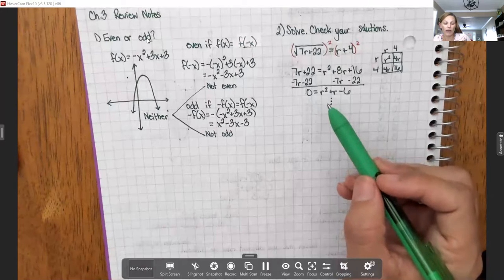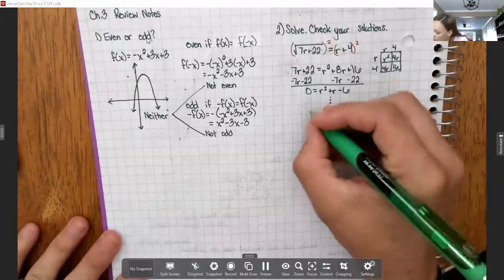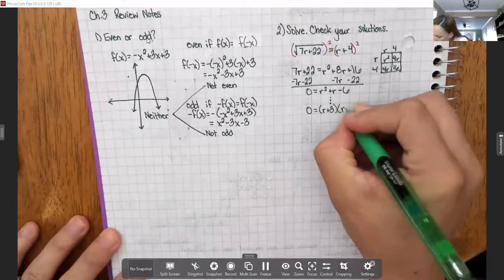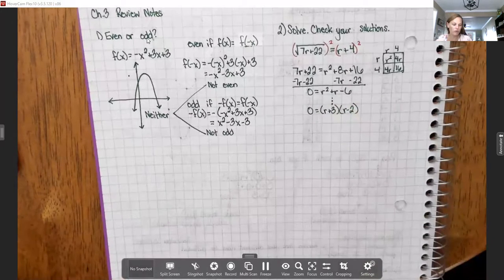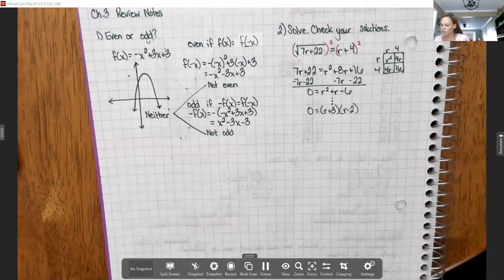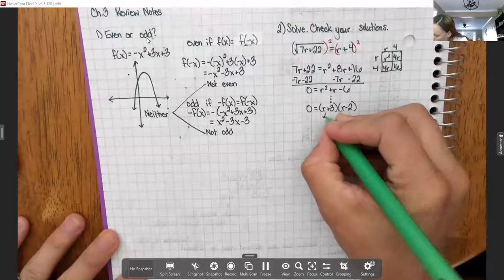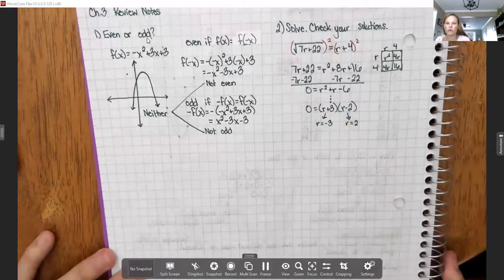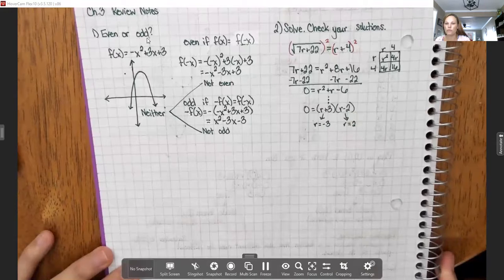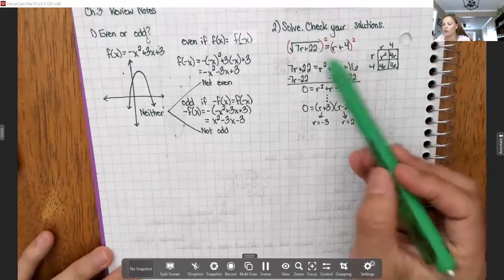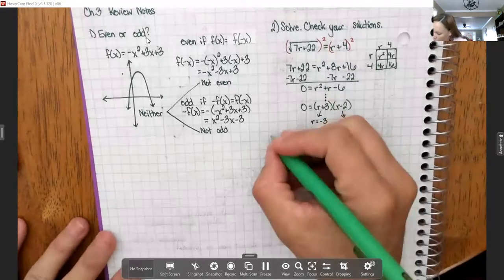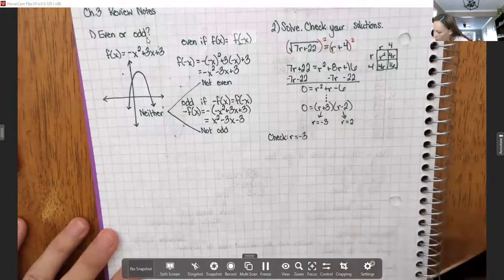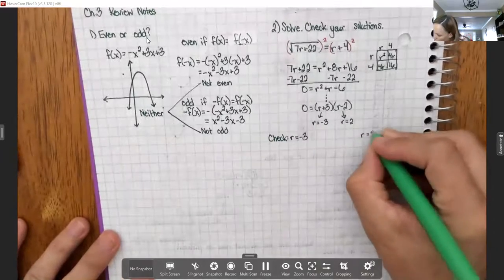If you need help reviewing that, feel free to stick around after this, and I can go over that with you. But if I factor this, this becomes r plus 3 times r minus 2. And so I'm going to get r equals negative 3 and r equals 2. And so we have to go back and check our solutions in the original problem. So here I'll check negative 3. And here I'll check 2.